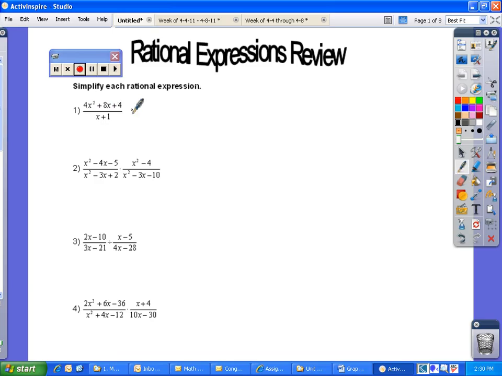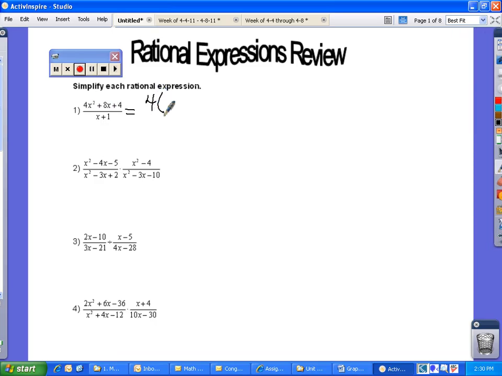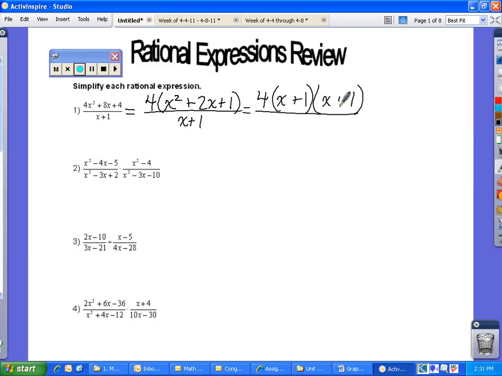So in this first one, you can actually take out the GCF of 4, and you're left with x squared plus 2x plus 1. And then the x plus 1 stays on the bottom. Now you need to factor the trinomial here. So you're looking for two numbers that when you multiply you get 1, and when you add you get 2. So those two numbers are 1, and then you pull over your x's, and then you do the x plus 1 on the bottom. One of the x plus 1's cancel, and you're just left with the 4 times x plus 1 on the top.